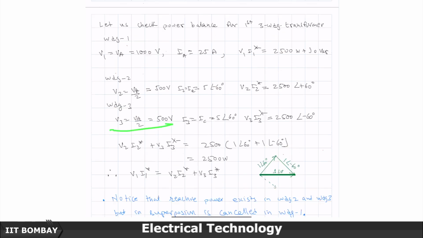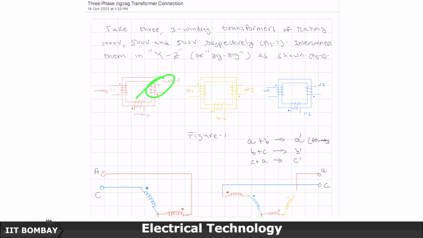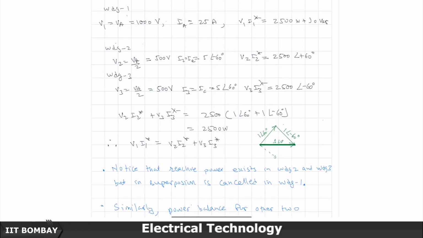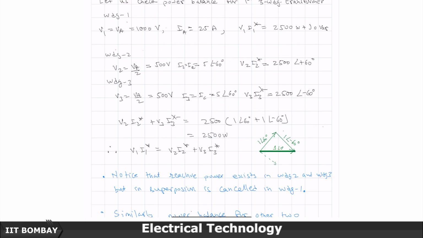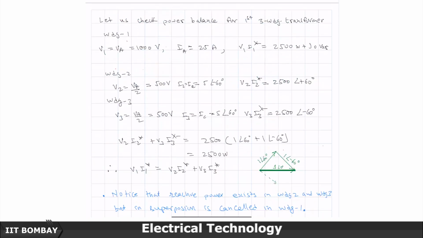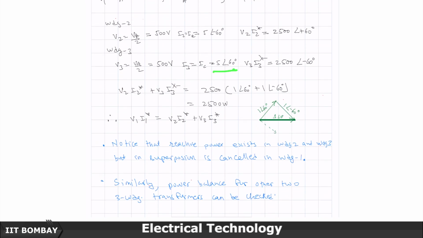Now, let us look at winding 3 of this transformer, which is the tertiary winding. This tertiary winding also has 500 volts at an angle 0, and it carries the IC current, because as I showed you here, one is connected in A and one is connected in C. So, it carries the IC current, which is 5 at an angle 60 degrees. So, it produces V3 I3 star, which is 2500 at minus 60 degrees. So, this also has complex power; if this is plus angle 60 degrees, then this is minus angle 60 degrees.